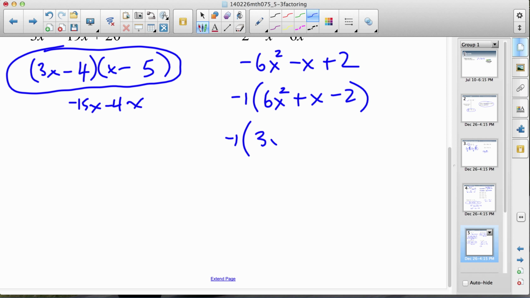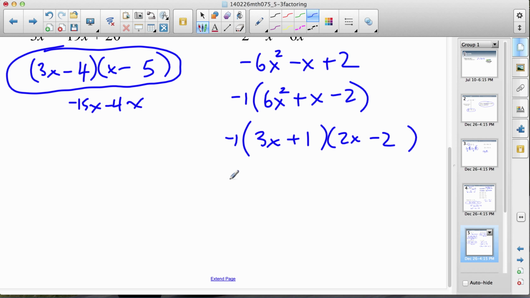6x, let's try our middling thing, so a 3x and a 2x. And I'm not discounting, it could be a 6x and an x, but this is what I'm going to try first. Okay, and then, I've got to get to 2. So maybe, well, minus 2. So maybe a minus 2 and a positive 1.